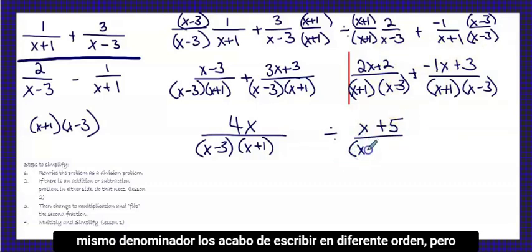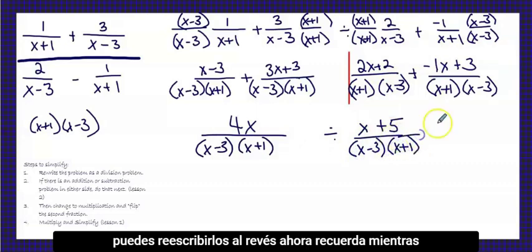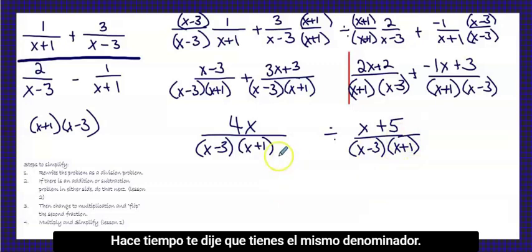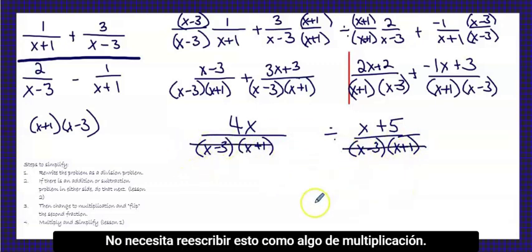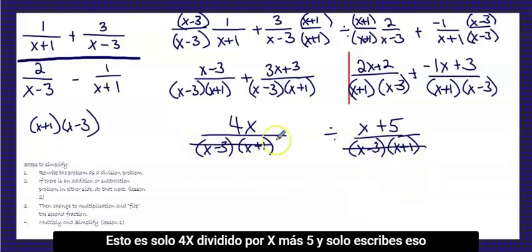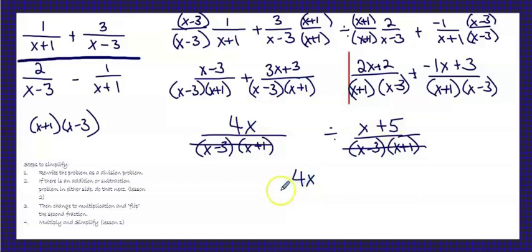Same denominator. I just wrote them in a different order, but you can rewrite them the other way around. Now, remember a while ago, I told you if you've got the same denominator, you can mark out those denominators. You don't need to rewrite this as multiplication or anything. This is just 4x divided by x plus 5, and you just write that like this.